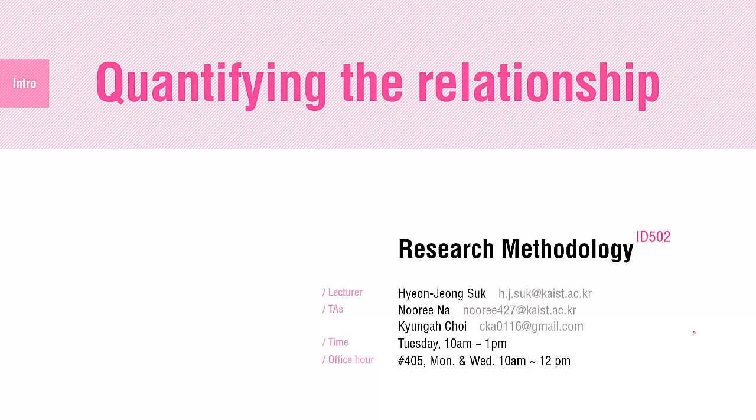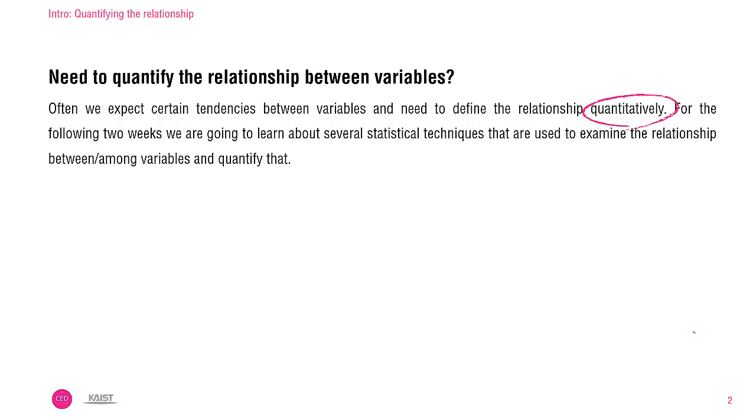Hi, this video introduces you to a couple of statistical techniques that are used to quantify the relationships between or among variables. Often we expect certain tendencies between variables and need to define the relationship quantitatively. For the following 2 weeks, we are going to learn about several statistical techniques that are used to examine the relationships between or among variables and quantify that.